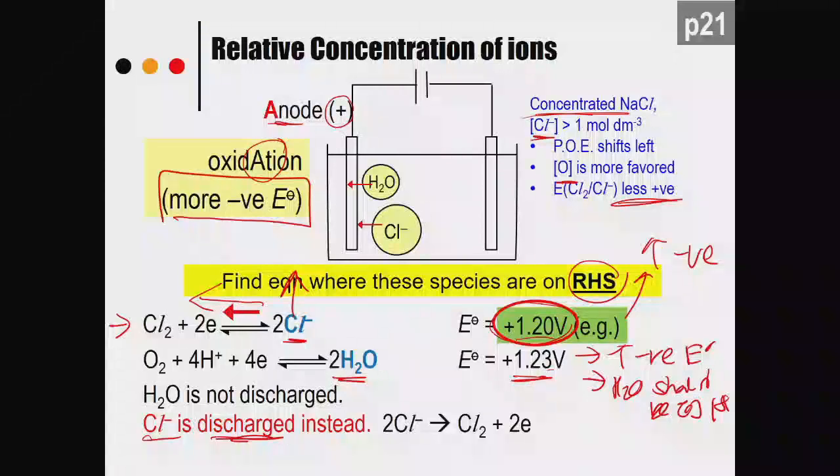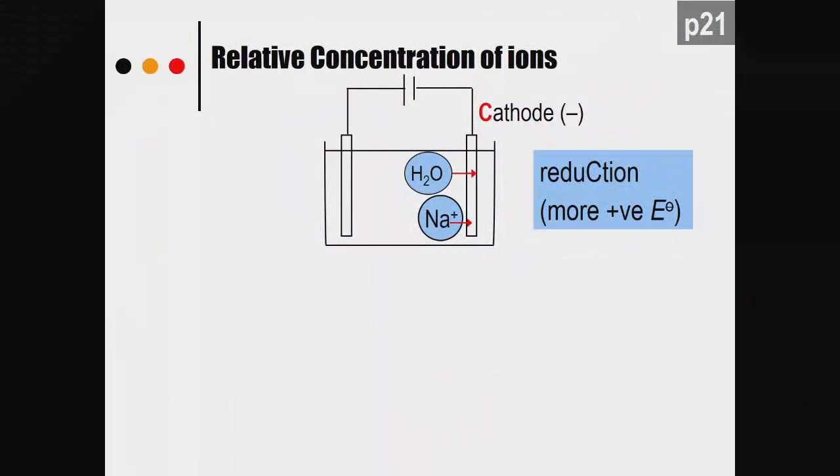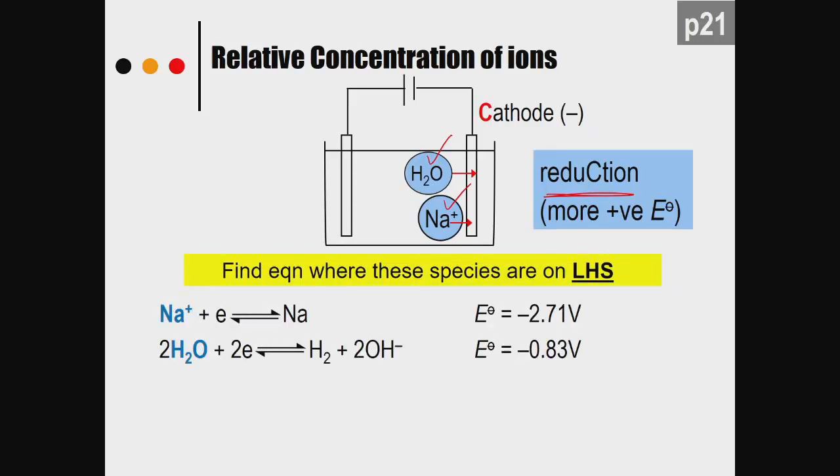Okay? But take note, this is only likely if the two E0 values are very close. So now let's look at the other side, which is your cathode. The cathode is the electrode where reduction occurs. So when you choose your E0 value for water and Na+ that are attracted to the cathode, these two species must be found on the left hand side of your half equation.